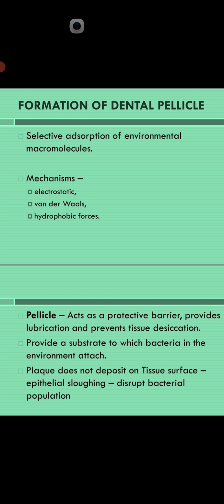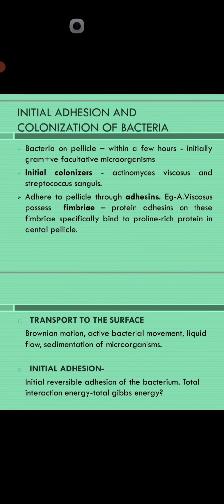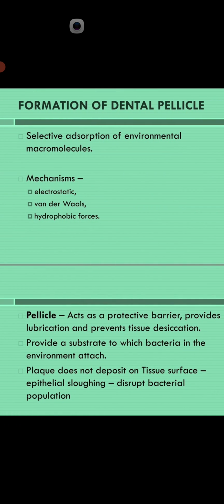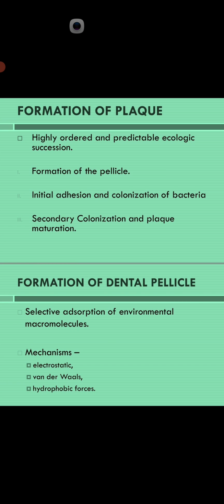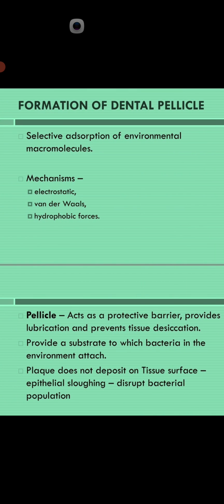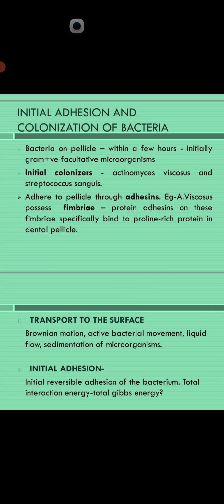Plaque does not deposit on tissue surface. Epithelial sloughing disrupts the bacterial population. If plaque does not deposit on the tissue surface, there is epithelial sloughing, and the bacterial population will be disrupted. Now after the first step, formation of pellicle, next is the initial adhesion and colonization of bacteria. In initial adhesion and colonization of bacteria, there are 5 steps we will discuss one by one.